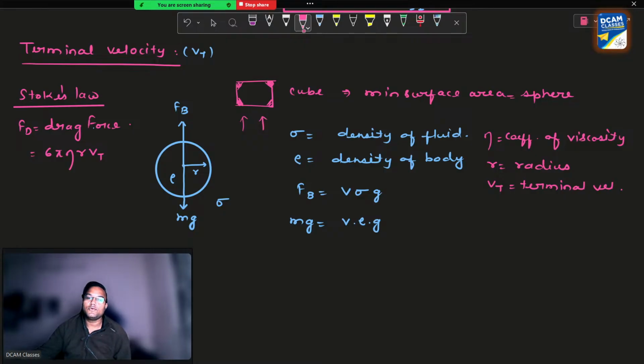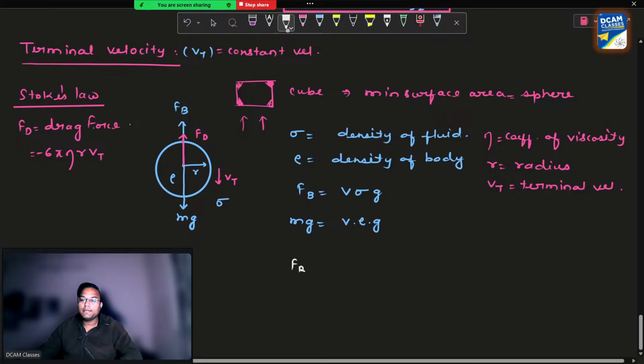So what are the forces acting on this? One is this drag force, one is buoyancy, and it is moving down with the terminal velocity vt downwards. Drag force is a negative force, which opposes the direction of motion. So these are all the forces. Now vt is the constant velocity, so when we make the force equation, the acceleration will be 0. So net force is equal to 0, because acceleration is 0. So fb plus fd will be equal to mg.